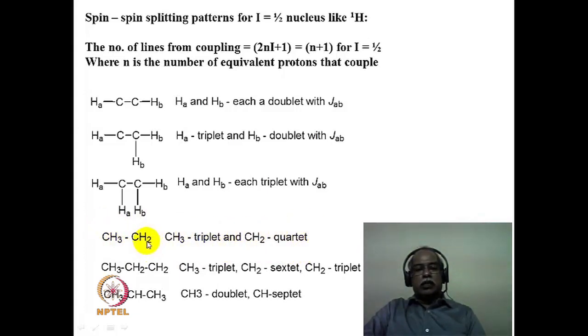So now you can understand why the ethyl alcohol spectrum showed one triplet and one quartet, because there is a CH2 CH3 group there. In other words, looking at the spectrum, if you see a triplet and a quartet which are mutually coupled in terms of having the same J value, one can come to the conclusion that there is an ethyl group present in the system.